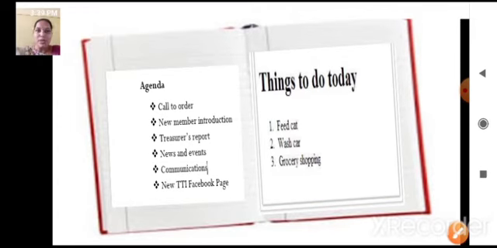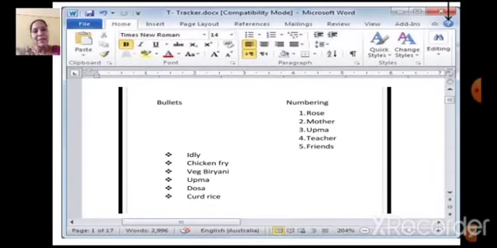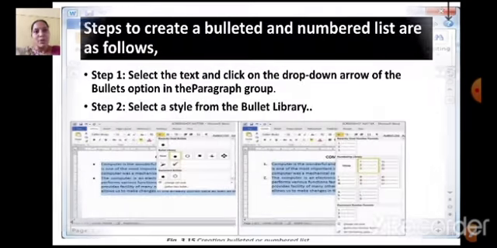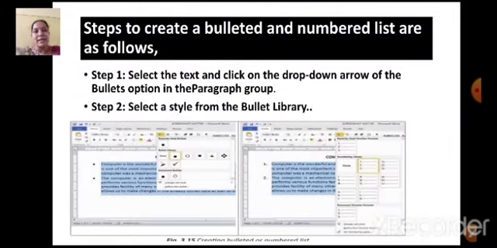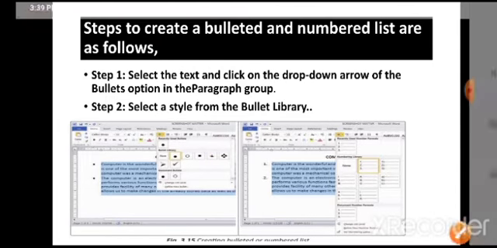Using symbols or numbering before the list is also available in MS Word. We can apply symbols or numbers before the list of items. This is called a bulleted or numbered list. To create a bulleted and numbered list, we have to follow these steps.